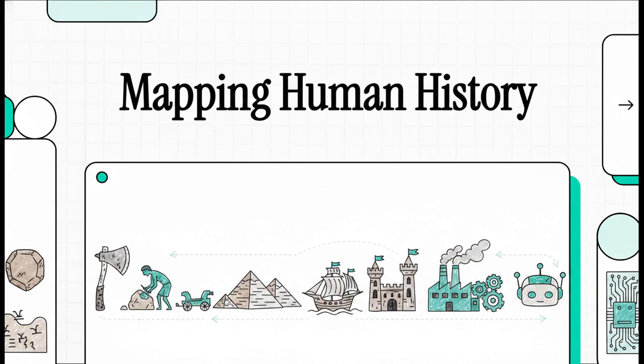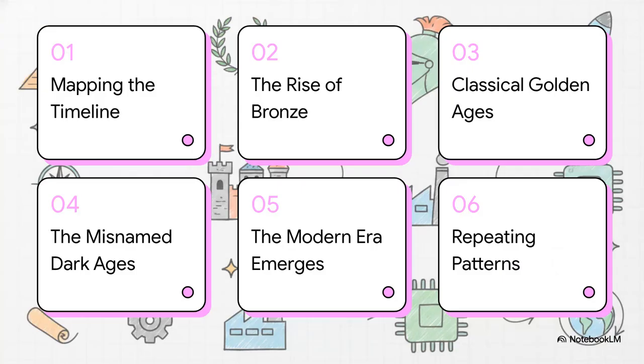Today, we're stepping back to look at the big picture, how we went from chipping away at stone tools to literally building artificial intelligence. Let's get into it. To keep us grounded on this epic journey, we've got a really clear roadmap to follow. We'll start by mapping the timeline, then move through the rise of bronze, the classical golden ages, the misnamed dark ages, the emergence of the modern era, and finally wrap up with some fascinating repeating patterns of the past.